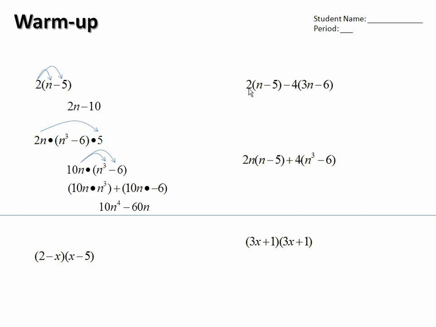With the next one, we really have a multiply into a binomial and a multiply into a binomial, but they are being subtracted in essence. So we really have two different distributions, a 2 and a -4 being distributed. The 2 to the n, the 2 to the -5, -4 to the 3n, and -4 to the -6. Now we make sure that we do the final step and combine our like terms.